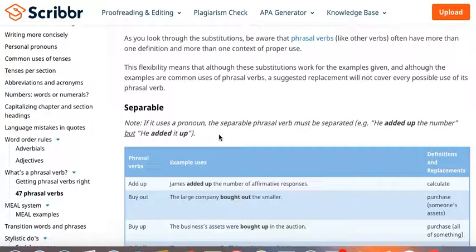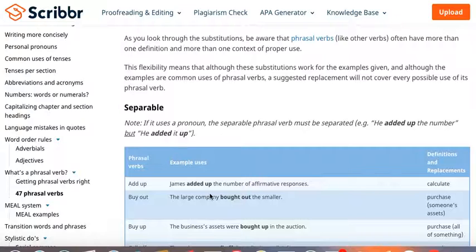Okay, here we have a table. On the left, there's the phrasal verb. In the middle, there's examples, and on the right, definitions and replacements. The single word that you can use that's more academic, more advanced, and will help you raise your vocabulary score in writing exams such as IELTS Task 2.